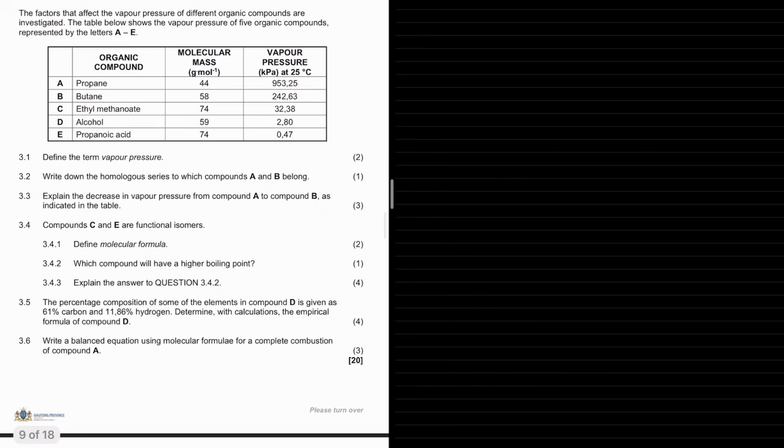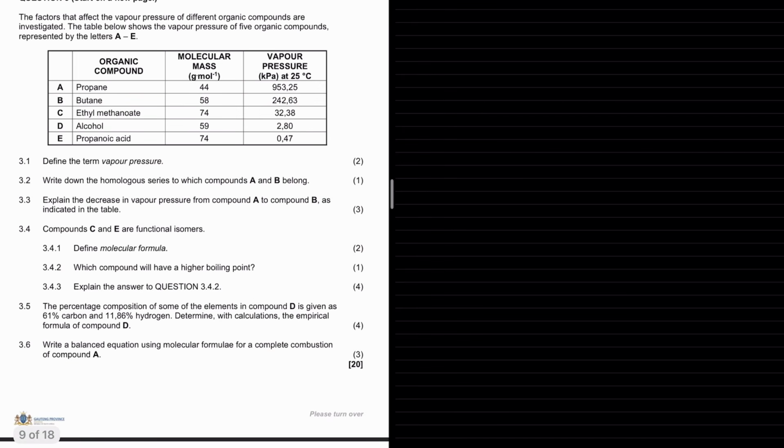Let's take a look at question number 3 now. Question 3 says, the factors that affect the vapor pressure of different organic compounds are investigated. The table below shows the vapor pressure of 5 organic compounds represented by the letters A through to E. We leave out 3.1. 3.2, write down the homologous series to which compounds A and B belong. A is propane and B is butane. They end in -ane, so they're alkanes.